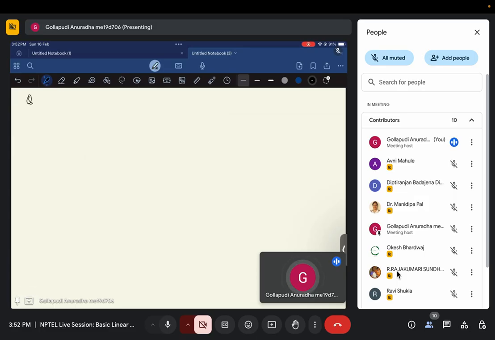Okay, solve a few questions on determinants. What is the determinant of this?